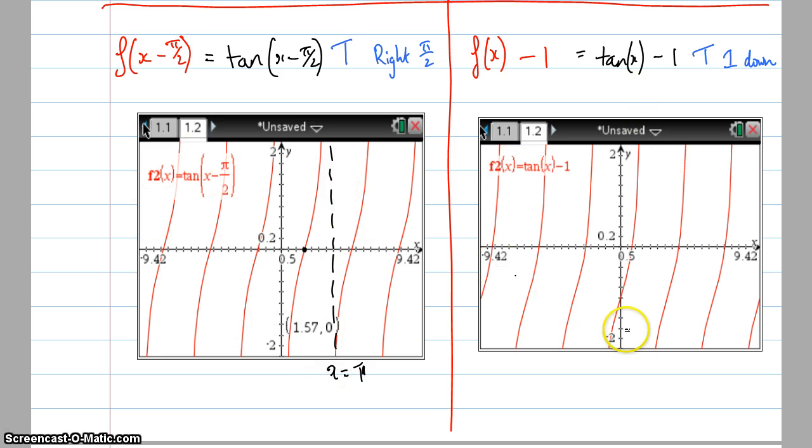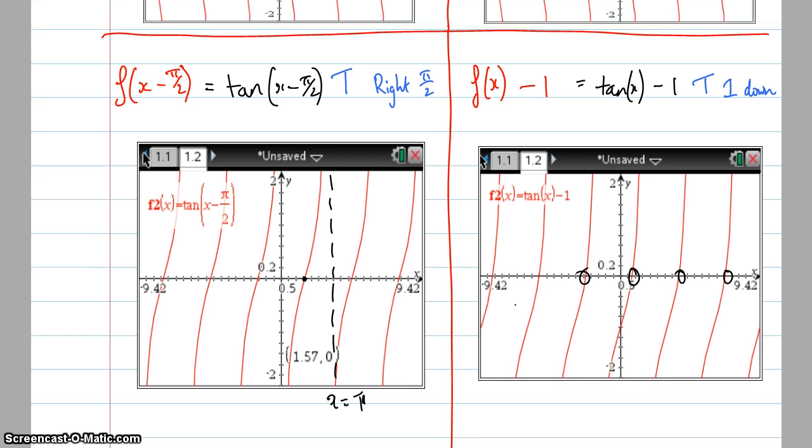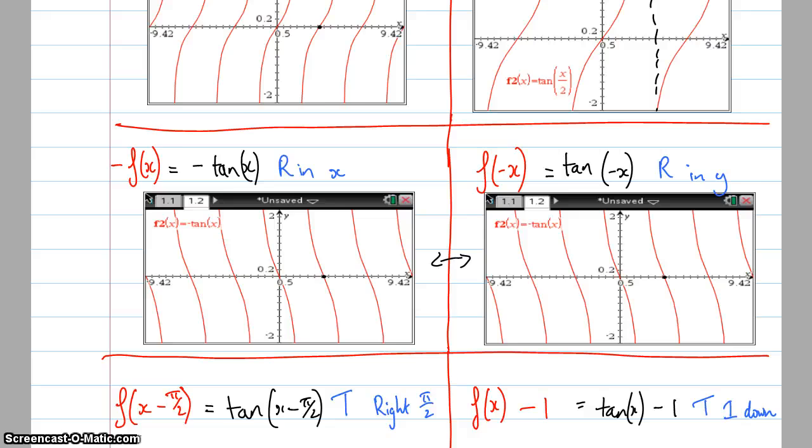And for this one over here, we've got a translation down. This one's actually the hardest one to see, because sometimes we can't really tell what's going on. It just means that every y value has been moved down or up. In this case, it's down. But sometimes it's very difficult to see. The things that will be affected are the x-intercepts, which we can have a look at another time. So that gives you a few different transformations that can be applied to a tan graph.